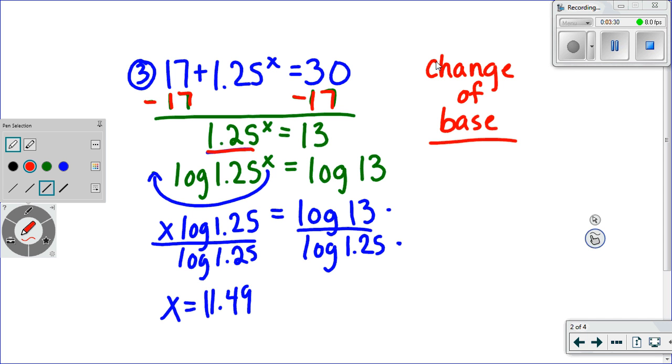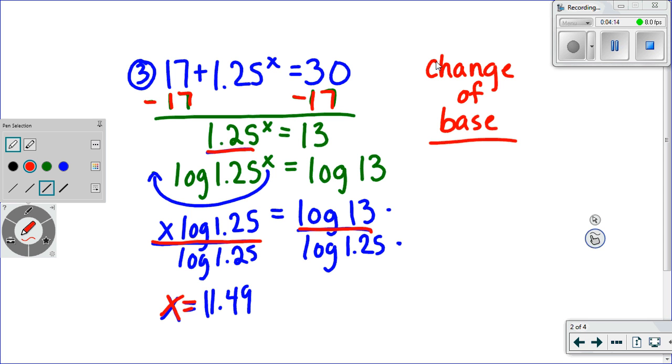Okay, so I'm going to take the log of both sides. I can do that: if I do something to one side, I have to do something to the other side, right? That property of equality. So I'm going to take the log of 1.25 to the x power equals the log of 13. Okay? So I took the log of both sides, and now I can simply divide by the log of 1.25 on both sides to get my x alone. And I end up with x equals 11.49.